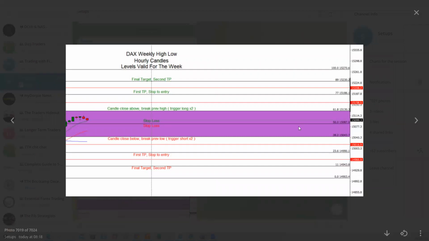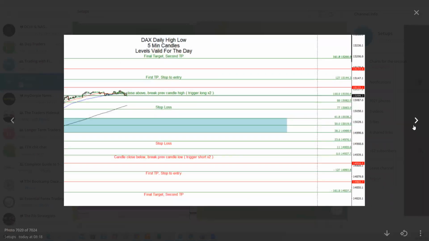On the DAX weekly high-low, currently between levels of 50 and 61.8. If you look at moving averages, 8 is above 21 above 50. That's indicating trend is up. So what we look for now is candle close above the 61.8, break previous candle high to aim for the 77 first TP, 89 second TP, and stop loss being at the 50. Remember, guys, same rules apply with the red lines.